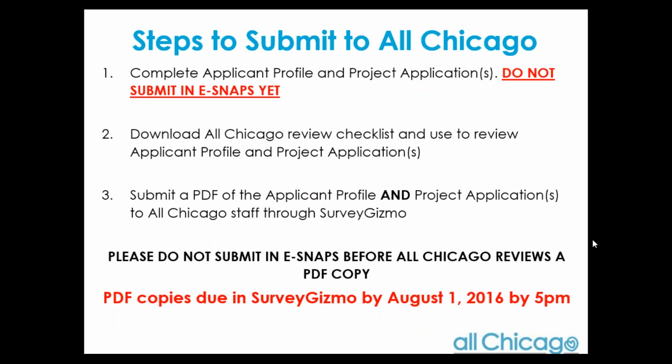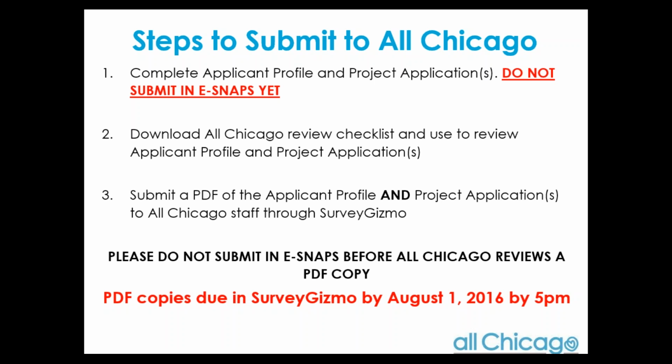So getting into your steps to submit to All Chicago. Again, you'll complete that applicant profile and your project applications in eSnaps, but you will not submit them just yet. You'll want to download the All Chicago Review Checklist, which will be available after today, and you can use that to review your applicant profile and your project applications to make sure they're complete.